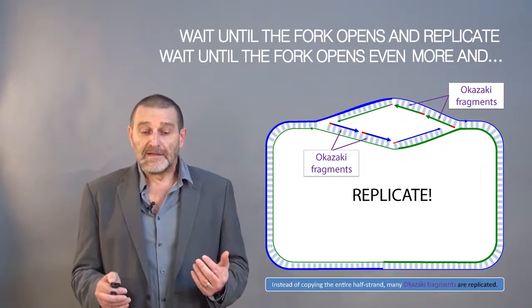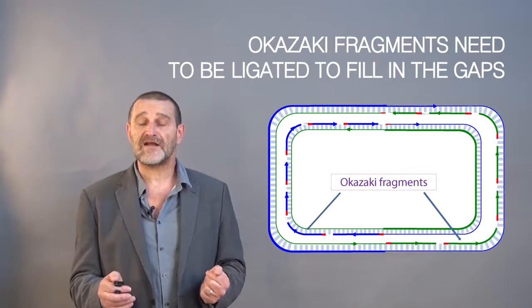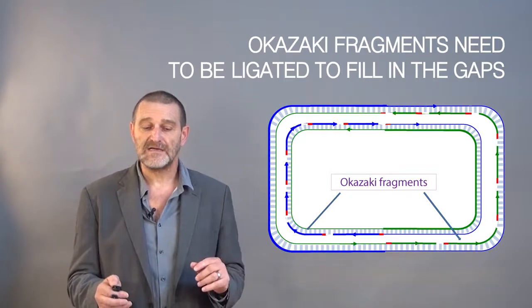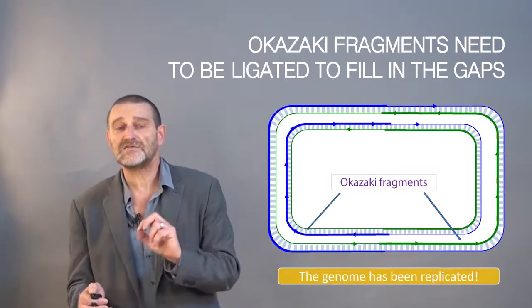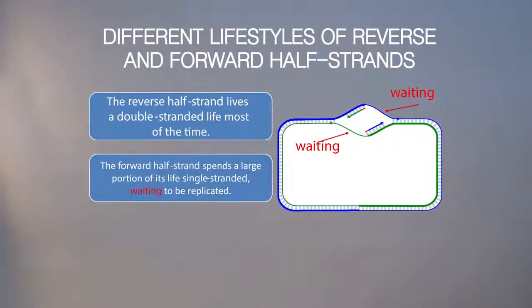But in the end, after this process is over, we will have the genome copied in many little fragments. And the only thing we need afterwards is just to repair the gaps between different Okazaki fragments and to replicate the genome. So the only thing we need to learn about this process to proceed with our algorithm afterwards is that reverse and forward half strands, so thick half strands and thin half strands, have very different lifetimes.